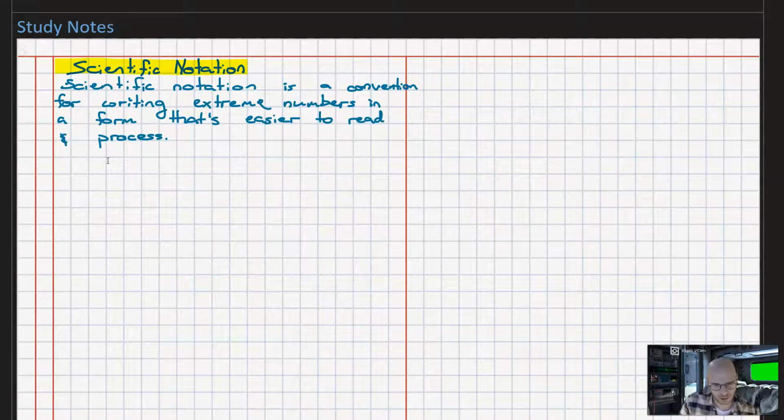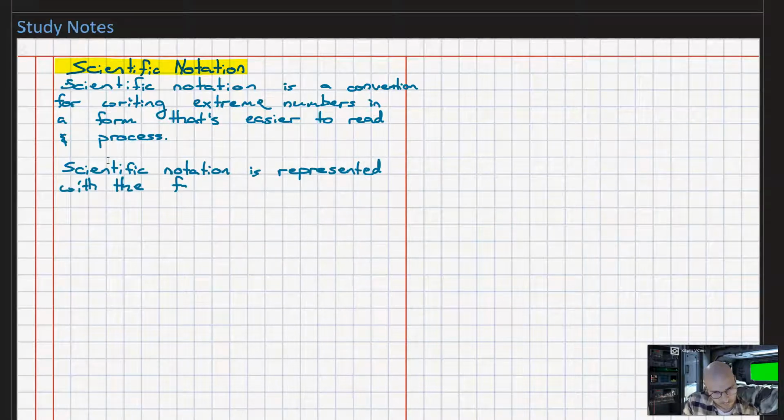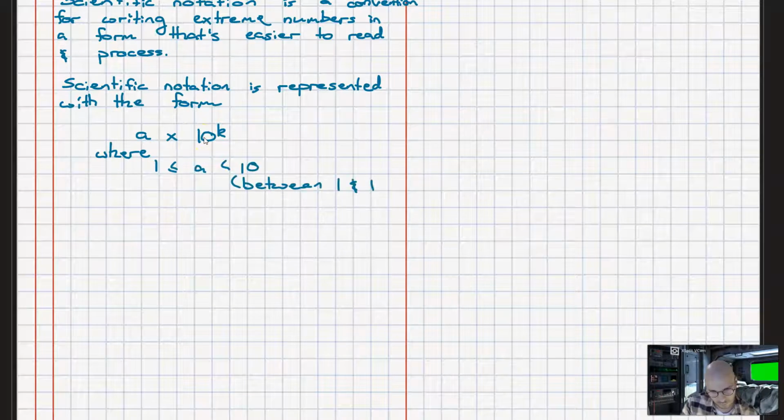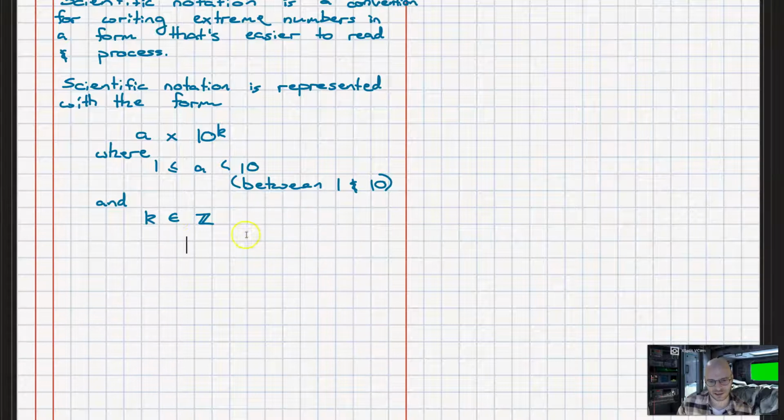So to write a number in its scientific notation form, we usually write it as a times 10 to the power of k, where a is a number that's between the numbers 1 and 10. However, it can't equal the number 10, so it's between 1 and 10. And the value of k is an integer number. So it's a whole number, but it can be both positive or negative.